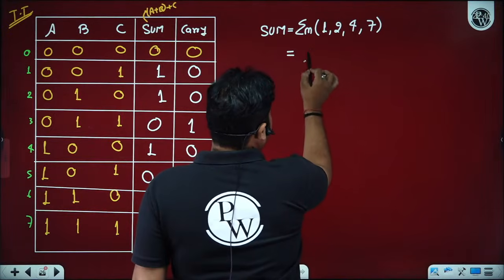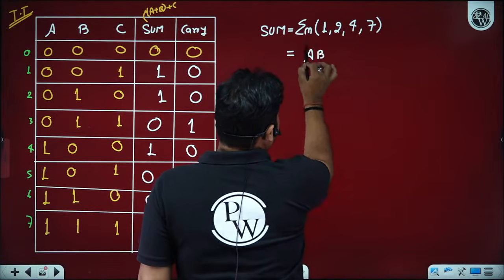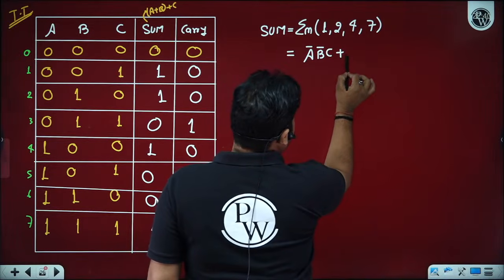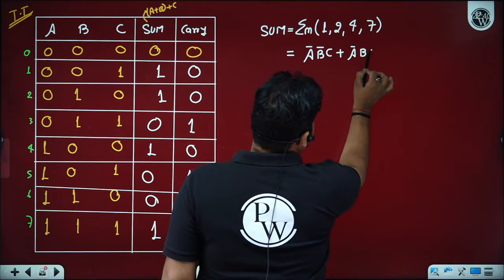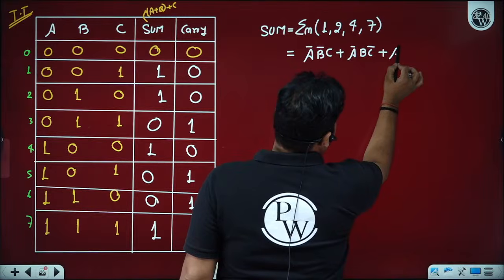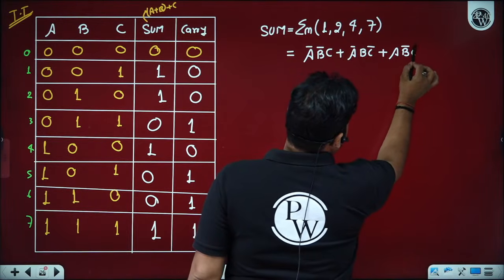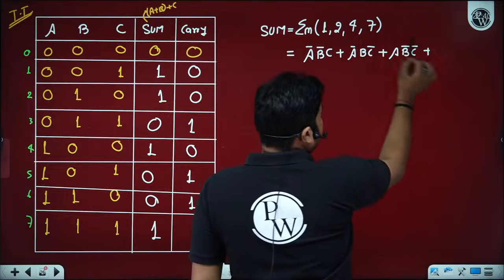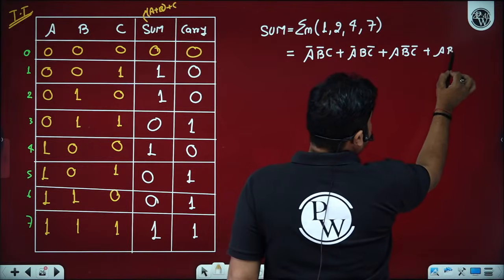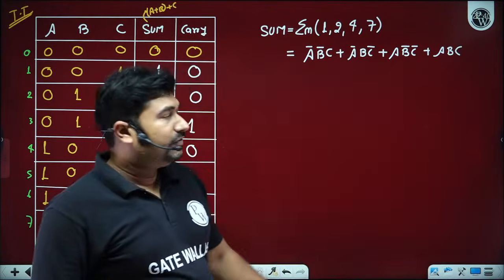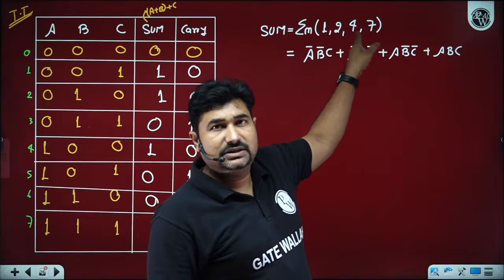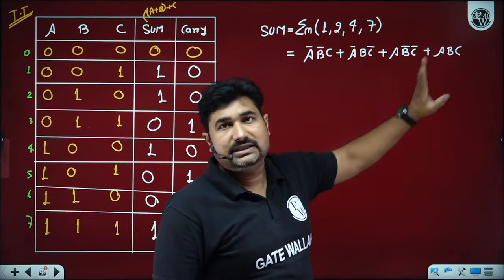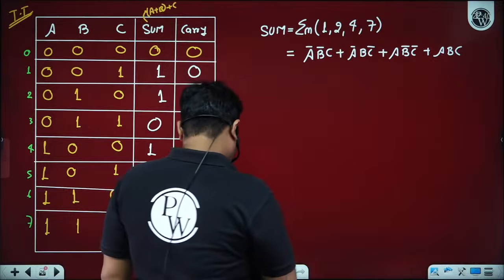So what is 1? Min term of 1 will be A bar, B bar, C. Plus min term of 2 will be A bar, B, C bar. Min term of 4 will be A, B bar, C bar. Min term of 7 is 1, 1, 1, A, B, C. Is it okay? 4 binary is 1, 0, 0, so I have represented A, B bar, C bar in this way. You can easily write.